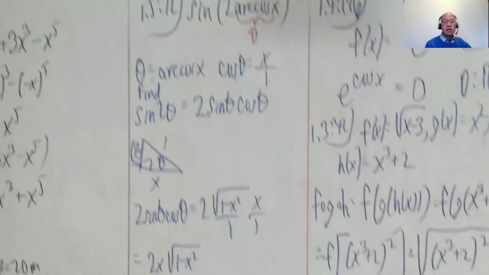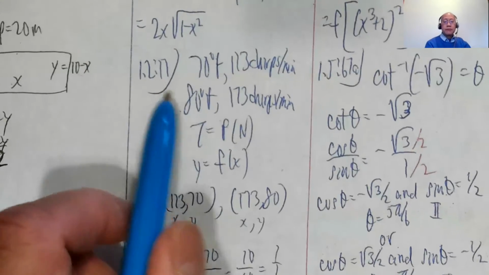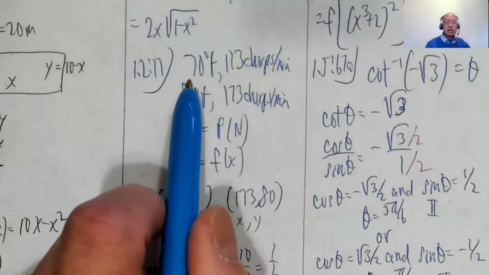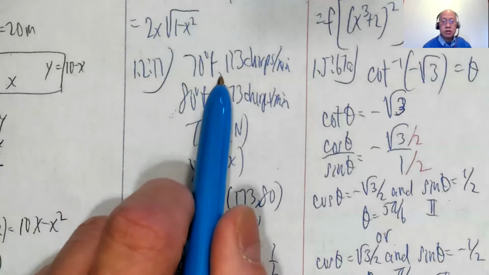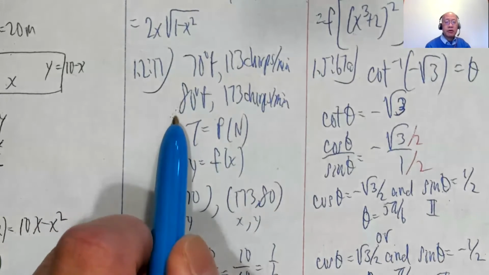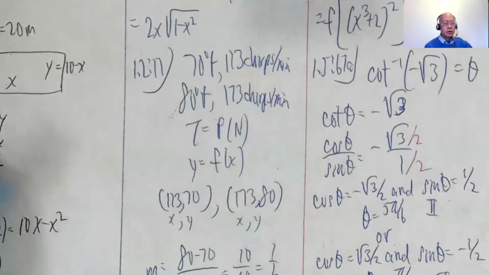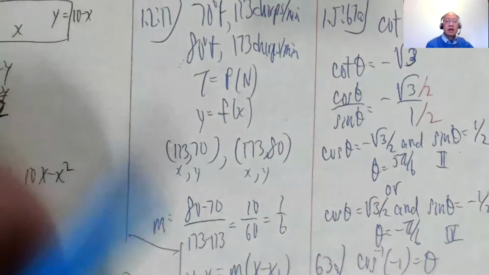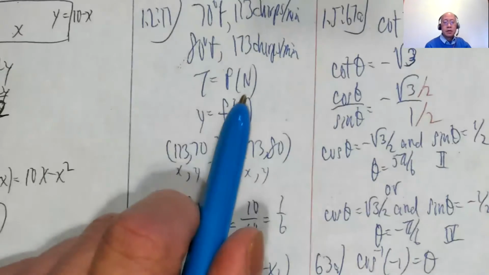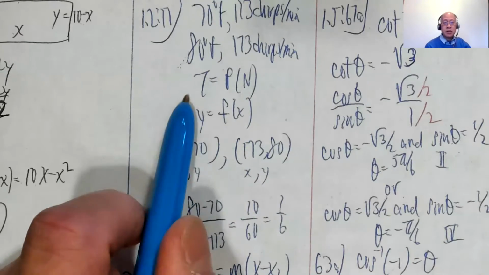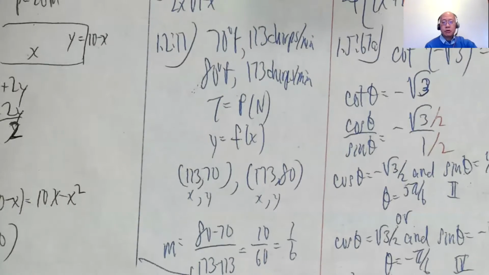1.2, number 17. Here's 1.572, but we already did that. Okay, 1.217, you're told at 70 degrees Fahrenheit, you have 113 chirps per minute, and at 80 degrees Fahrenheit, 173 chirps per minute. So let T be a function of N, which is y equals f of x. T is temperature, N is the number of chirps per minute.